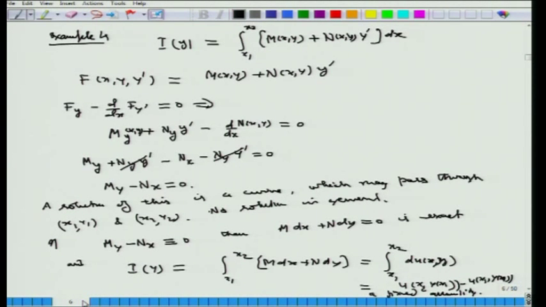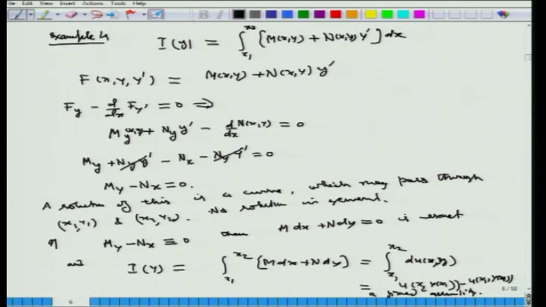In the next example, we considered I(y) equal to the integral from x1 to x2 of M plus N y prime dx. M and N are functions of x and y here. So f is M plus N y prime, and Euler's equation implies that M_y minus N_x equal to 0. This will have to be solved for y as a function of x, and the solution of this equation is a curve, and in general it may not pass through the given points (x1, y1) and (x2, y2).